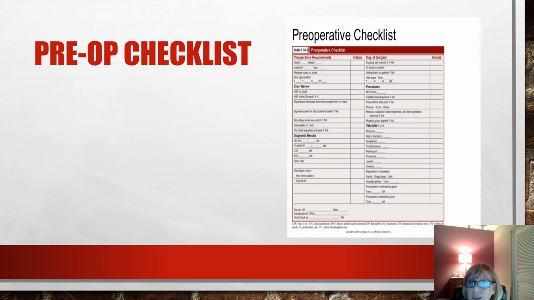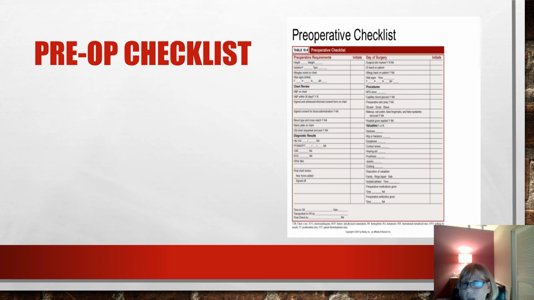How long they've been NPO. Let's see, was there a preoperative skin prep? And what did that involve? Makeup, nail polish, false fingernails, false eyelashes, were they removed? Hospital gown applied. Valuables, yes or no? And you can see where it talks about dentures, wig or hairpiece, eyeglasses, contacts, hearing aids, prosthesis, jewelry, clothing.